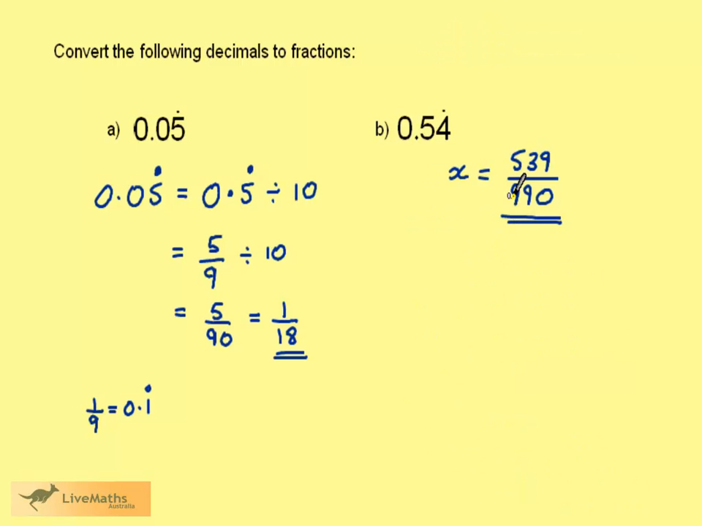Although it's difficult to spot, and you probably would not be penalized for it, there is some cancelling here. 11 goes into 539 49 times, and into 990 90 times. So we have 49 over 90.